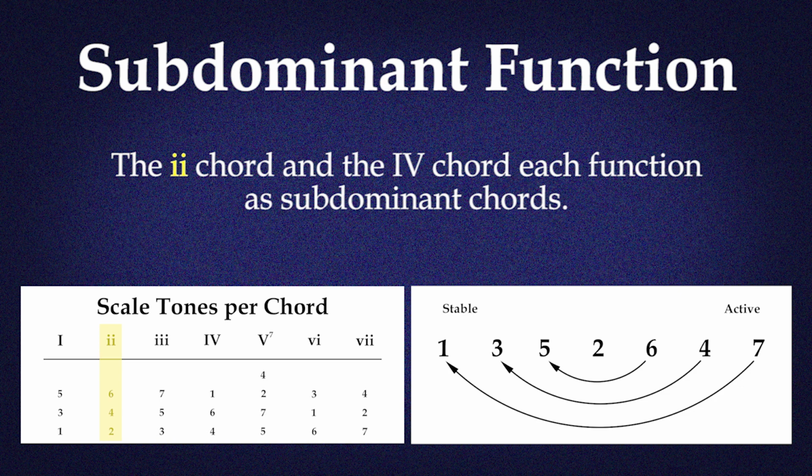The 2 chord and the 4 chord each function as subdominant chords. These two chords each have two of the more active notes, the 4 and the 6, making each of them somewhat active. Since the 4 chord contains the tonic of the scale, it tends to be slightly less active than the 2 chord, but this is not enough to overcome the tension of the other two chord tones.